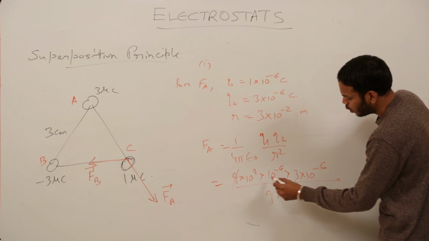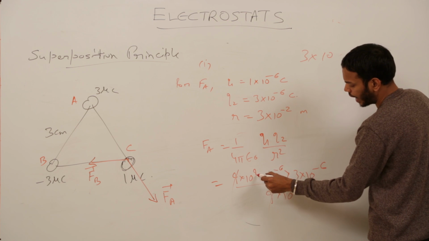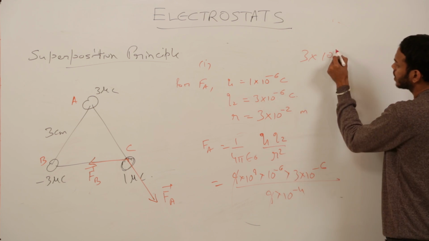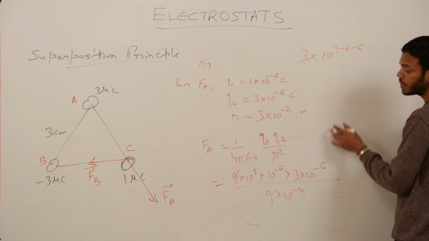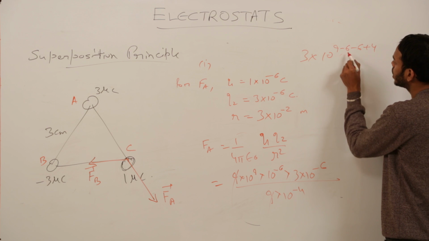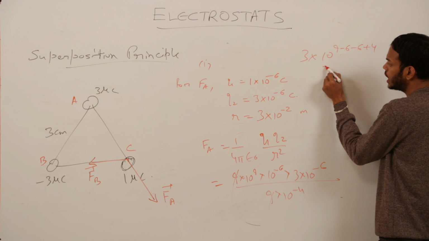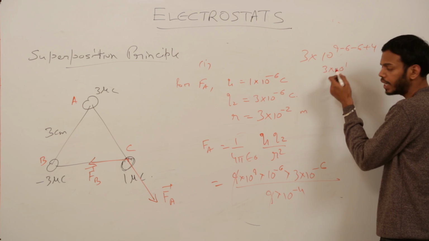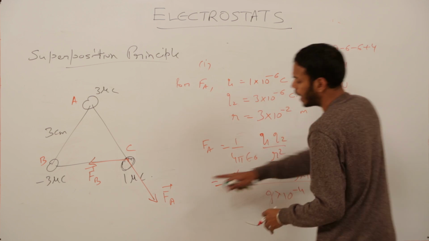3 into 10 raised to power 9 minus 6 minus 6. This negative comes up and becomes plus 4, 9 plus 4 is 13, 13 minus 12 is 1. 3 into 10 raised to power 1, that means 3 into 10, that means 30 newtons. You have just found the value of Fa.